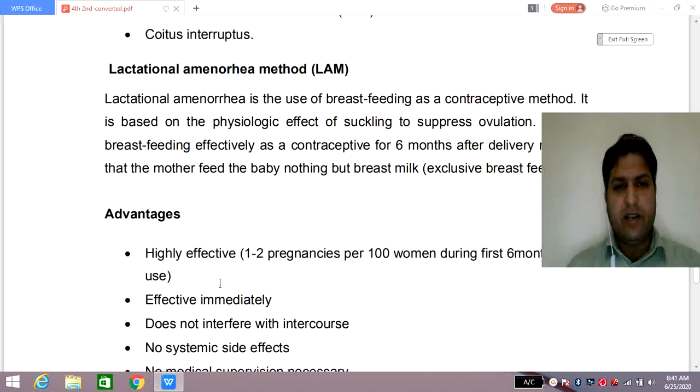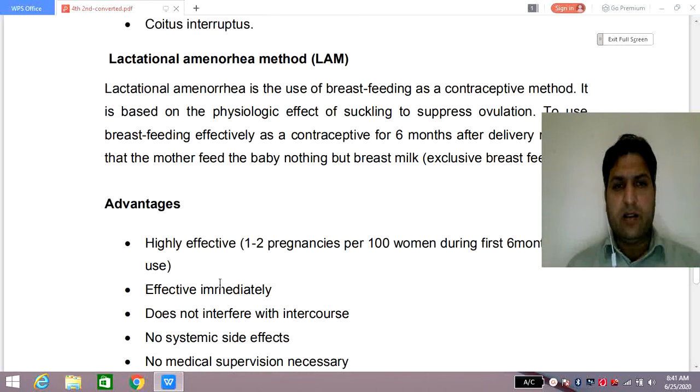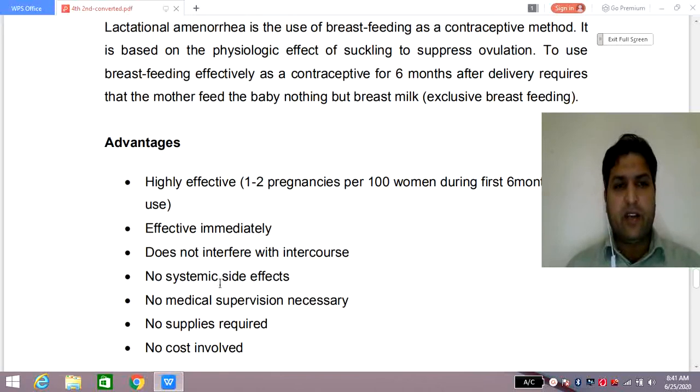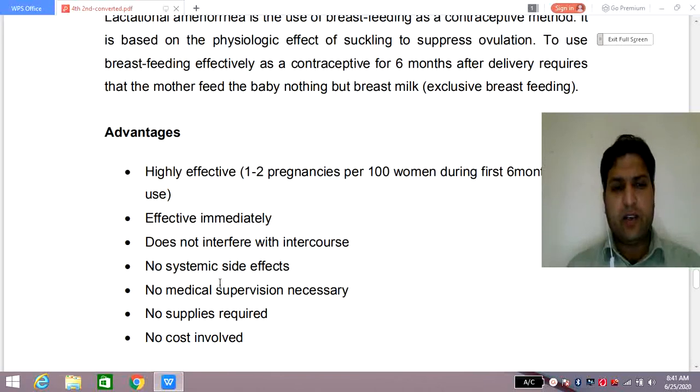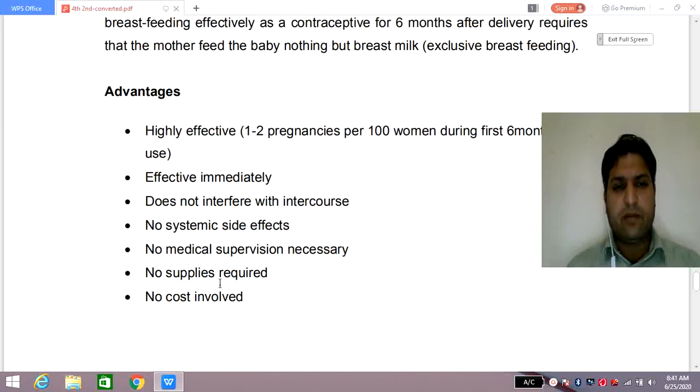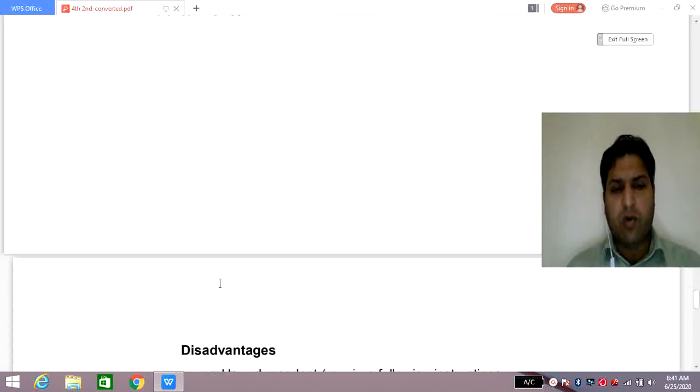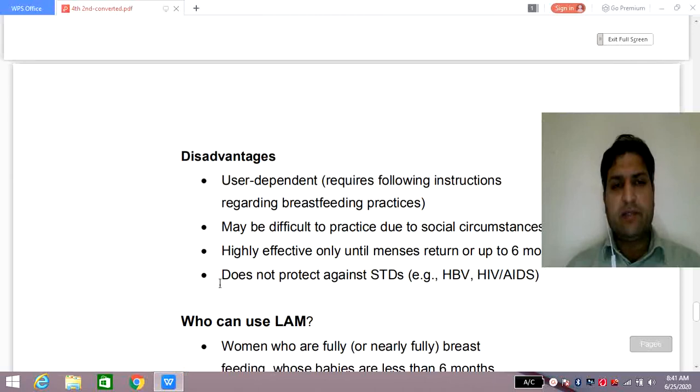But one thing to keep in mind: it should be up to the age of 6 months, because above 6 months, or if the menstrual cycle has started, this process is not a good one. Advantages: highly effective immediately, doesn't interfere with intercourse, no systemic side effects, no supply required, no cost involved. Disadvantages: user dependent, may be difficult to practice. Yes, of course, because it doesn't protect against STDs.